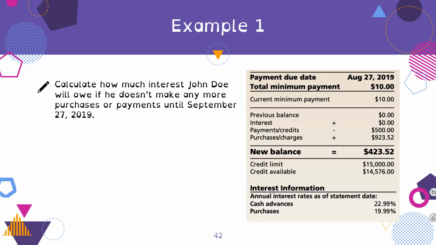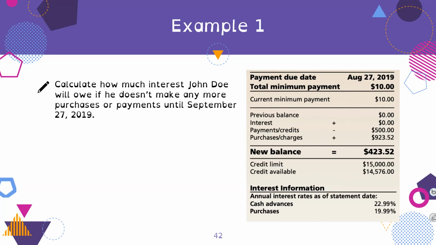So that is understanding the credit card statement and the fine print, which is really super important to understand. Okay, so here, let's see. It says, calculate how much interest John Doe will owe if he doesn't make any more purchases or payments until September 27th, 2019. So if he doesn't pay off this credit card balance, he has a balance of $423.52. If he doesn't pay that, how much is he going to owe in interest?